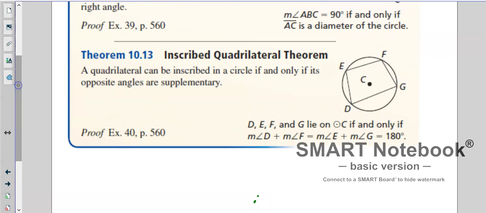Then we have the inscribed quadrilateral theorem. So we just did a triangle, now a quadrilateral. A quadrilateral can be inscribed in a circle if and only if its opposite angles are supplementary. So once again, we're going to have this situation here. Opposite angles are going to add up to 180. So this one and this one are going to add up to 180. Or the other two, D and F.